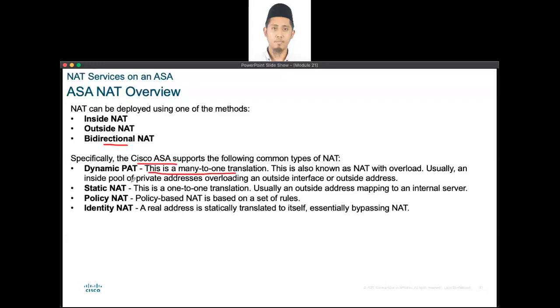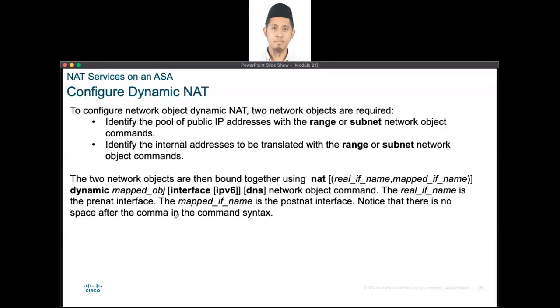For dynamic NAT, this is a many-to-one translation. This is also known as NAT with overload. Usually an inside pool of private addresses overloading an outside interface or outside address. For static NAT, this is a one-to-one translation, usually an outside address mapping to an internal server. For the policy NAT, policy-based NAT is based on a set of rules. Identity NAT, a real address is statically translated to itself, essentially bypassing NAT.